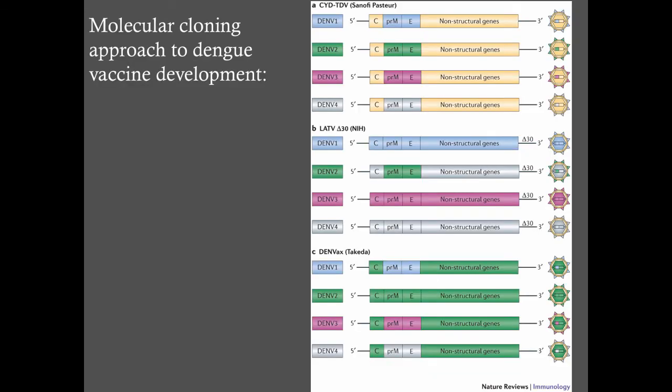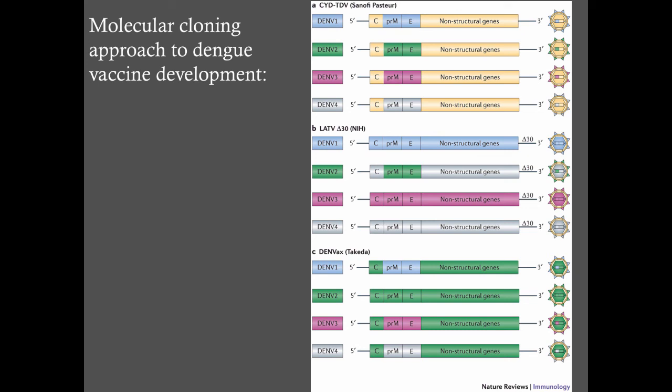So this has some implications for the idea of vaccinating against dengue virus. There are a couple of dengue virus vaccine ideas out there. This goes back to some of the molecular biology that I talked about earlier. The most advanced, and the one that's actually being used in several countries, is this one on the top, originally called CYD-TDV by Sanofi Pasteur, or now called Dengvaxia.